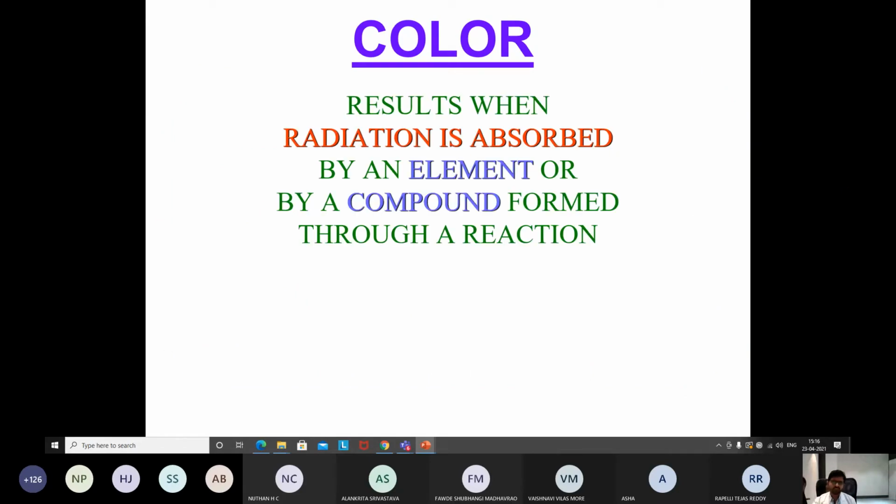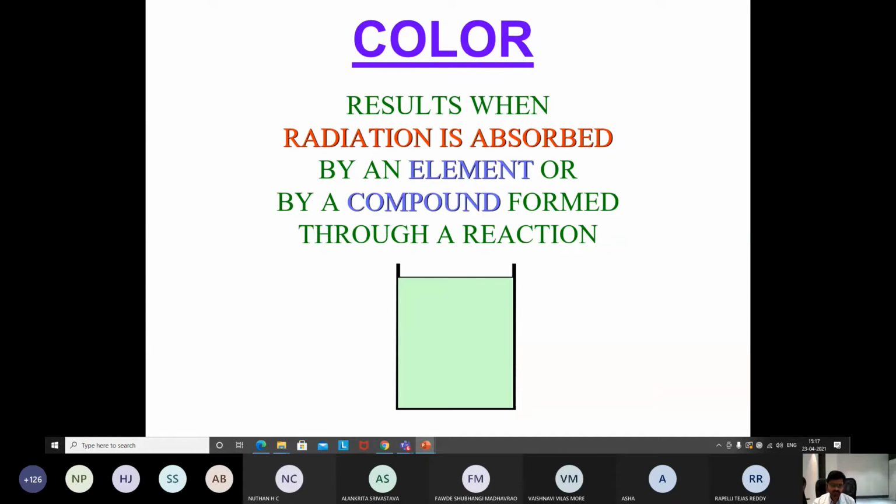So color, what is color? Color results when radiation is absorbed by an element or by a compound formed through a reaction. So to develop a particular color, we are going to make a specific reaction that will only react with the specific solute and it makes the color.